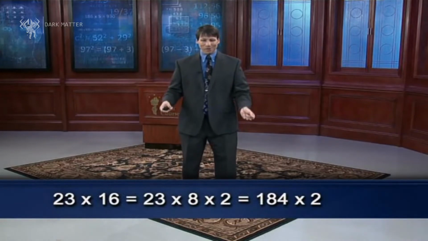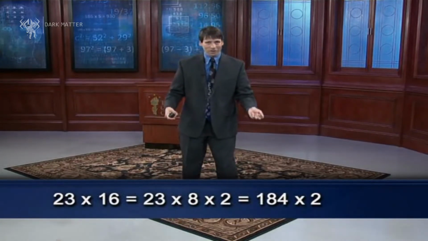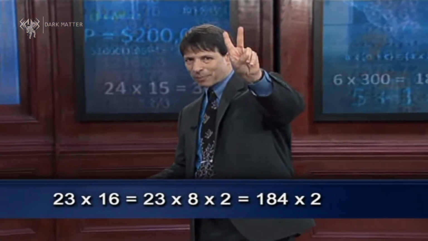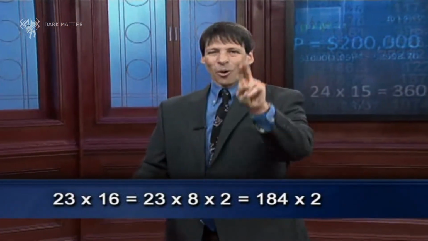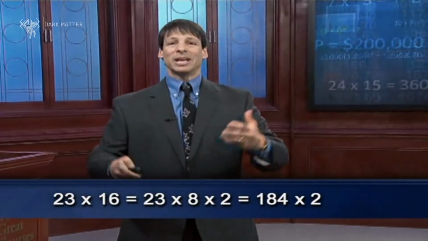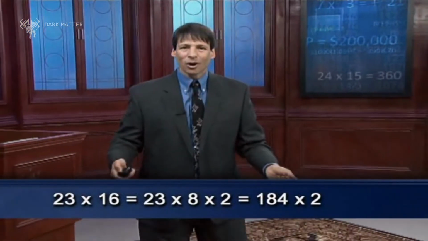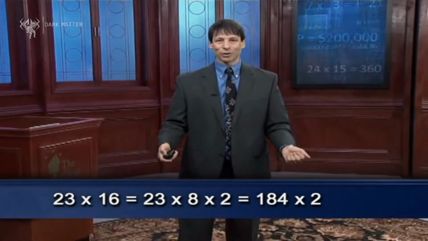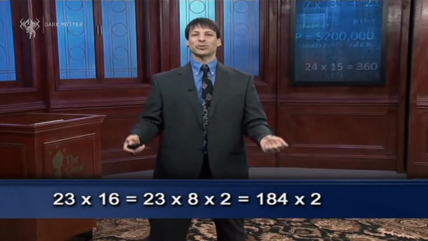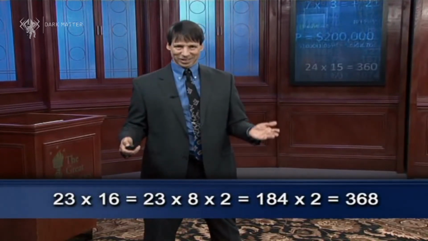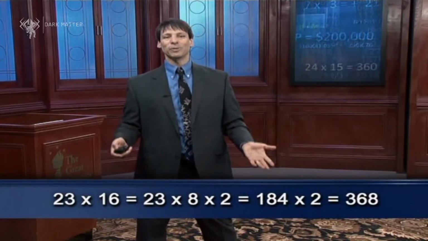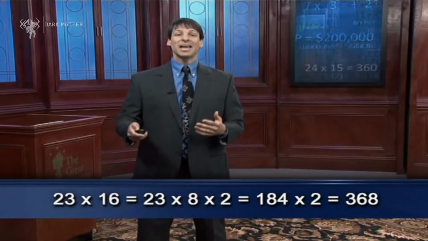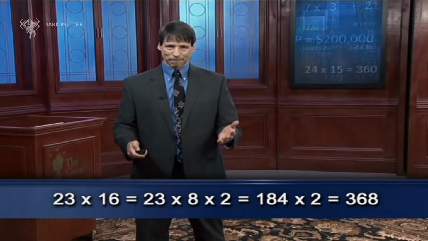You're halfway there. What do we do with that 184? We multiply it by the 2 you were holding on to, right? 184 times 2. If I double 184 or use the 3 by 1 methods we've learned, we get 184 times 2 is 368. So our original problem, 23 times 16, is 368.